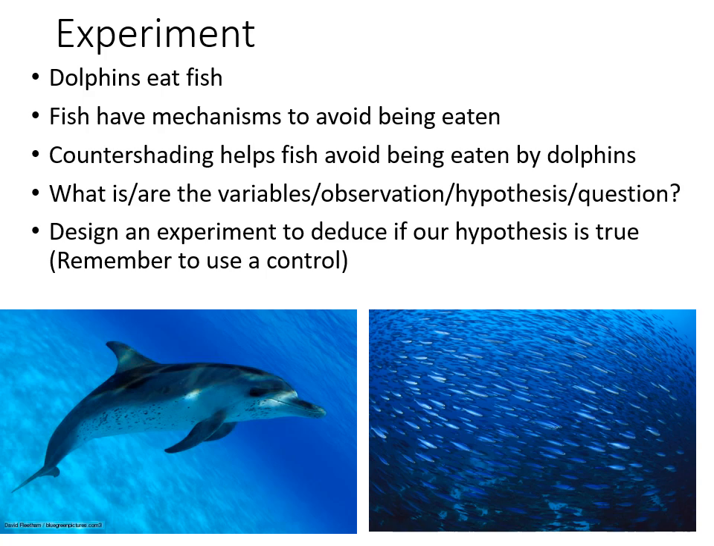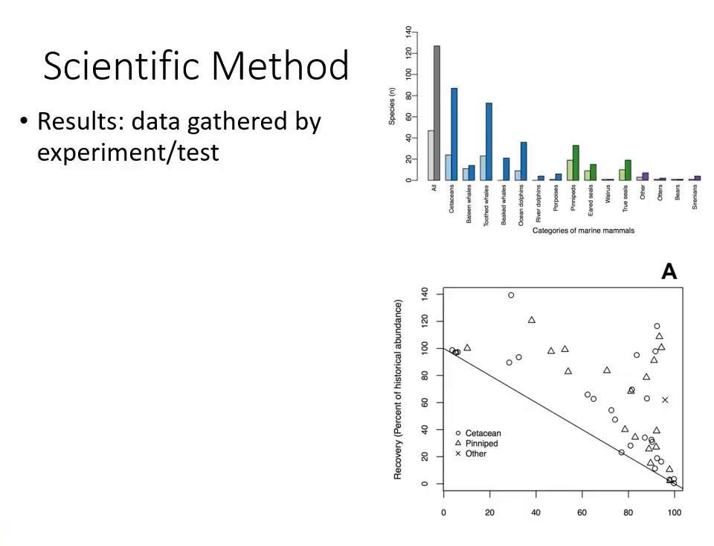So we need a control though. So we could have our regular fish, which is counter shaded, as our control. That's how they naturally are. And then we could paint those fish so that they're all dark, and then we can paint other fish so they're all light, and then compare it to our control, our natural one, to see what the outcome is.